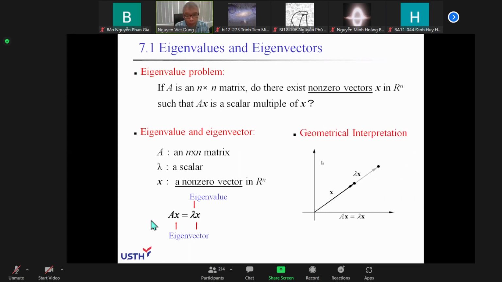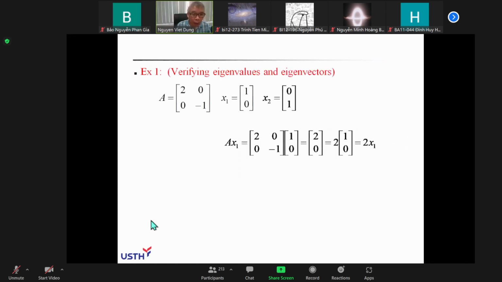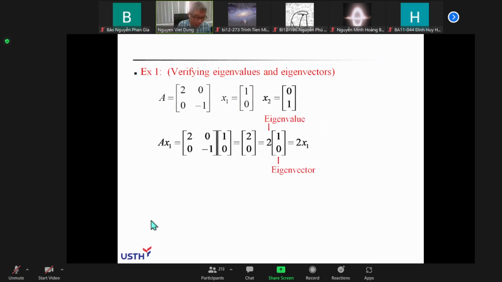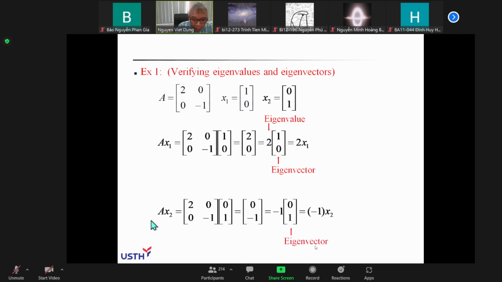Or by geometry, you can see it here. The example here we already studied. A is that 2 by 2 matrix, and x1, x2 are the standard unit vectors. Both of them are eigenvectors. The first one, x1, is an eigenvector corresponding to eigenvalue 2. The second one is also an eigenvector, but corresponding to another eigenvalue, the eigenvalue -1.